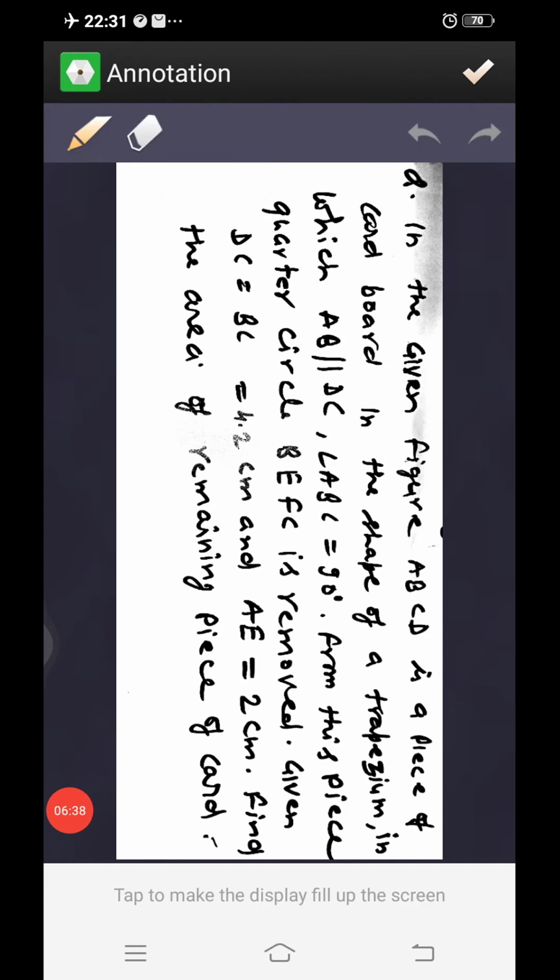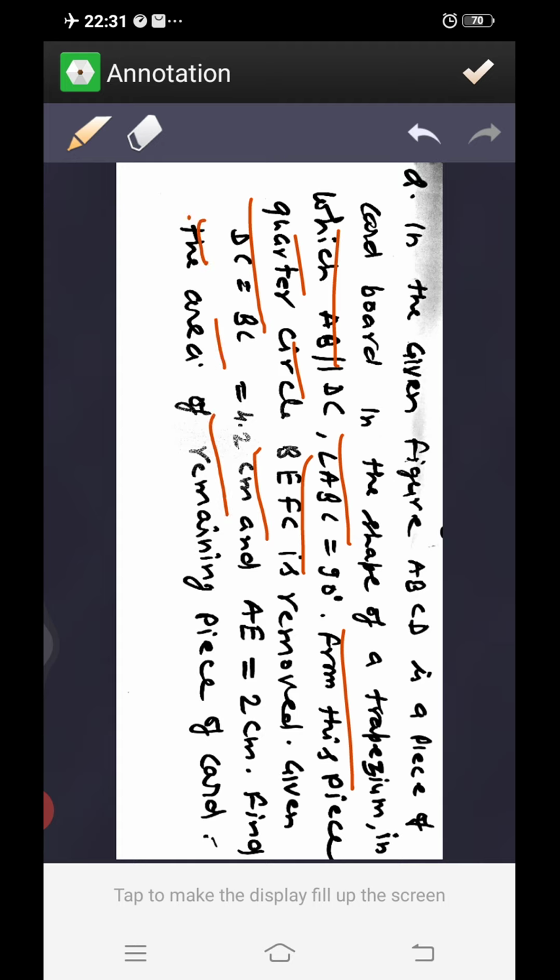In the given figure, ABCD is a piece of cardboard in the shape of a trapezium in which AB is parallel to DC, angle ABC 90 degrees. From this piece, quarter circle BEFC is removed. Given that DC equal to BC, that is 4.2 centimeter, and AE equal to 2 centimeter. Find the area of remaining piece of card.